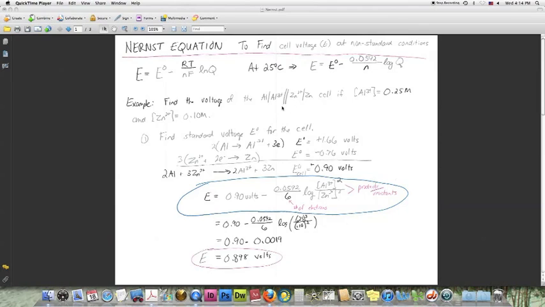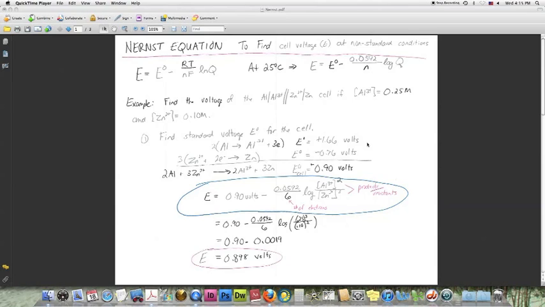So here's an example. Let's say we wanted to deal with an aluminum and zinc cell, oxidation of aluminum, reduction of zinc. But we want to make the concentrations different than standard. We want the concentration of aluminum to be 0.25, and the concentration of zinc to be 0.1. I have this completely worked out here on the screen. You can certainly pause if you want to copy down all the work, but notice the first thing we have to do is calculate the standard voltage for this situation.